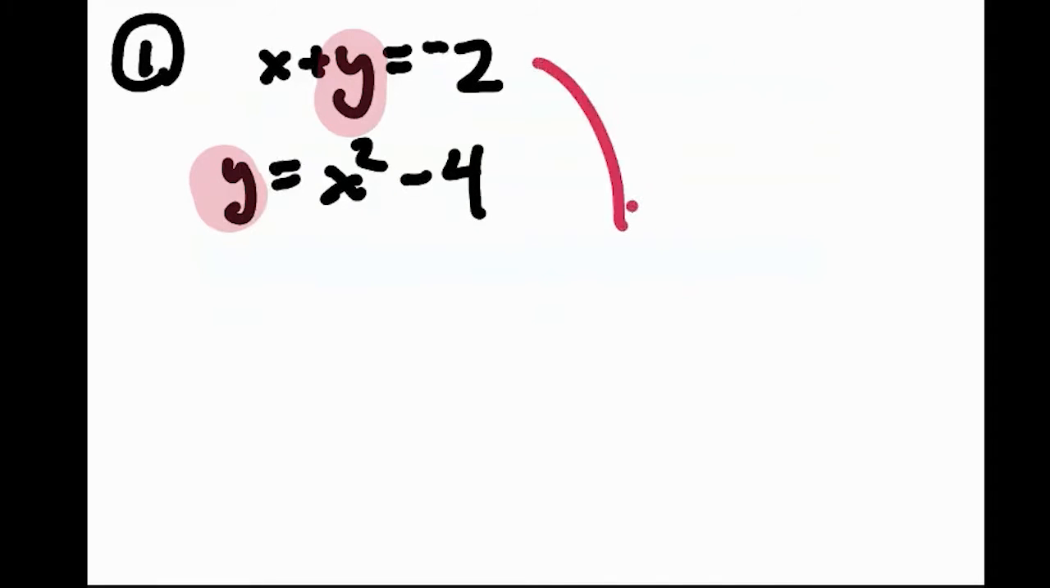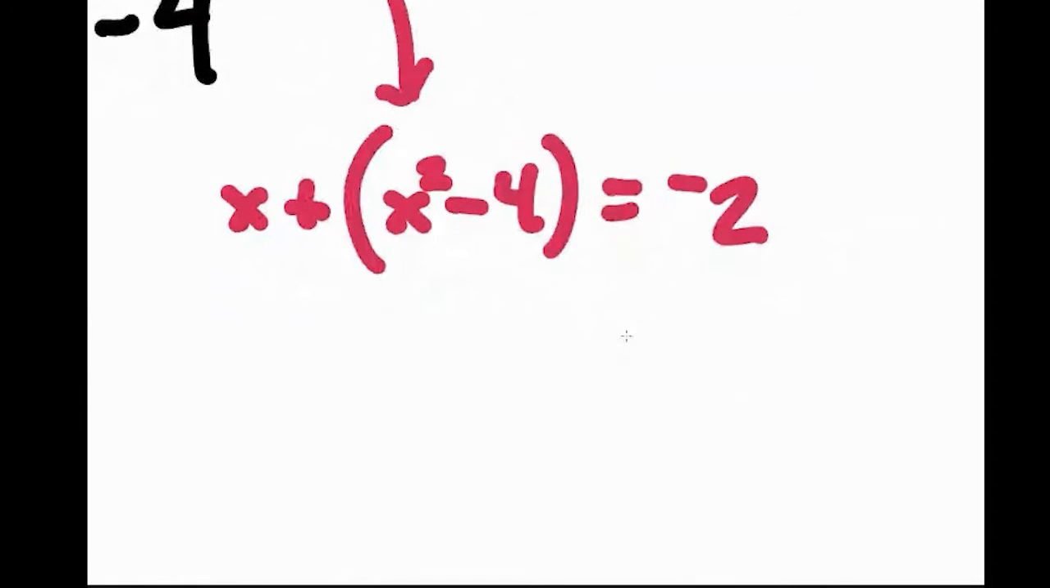So this top part ends up being x plus that y, which is just going to be x squared minus 4, equals negative 2. All right, so then you have an equation like this.